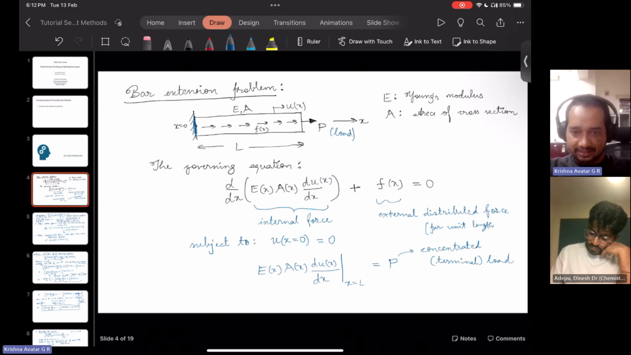And these are the boundary conditions. So this bar is being subjected to both force per unit length and also a point load, right?